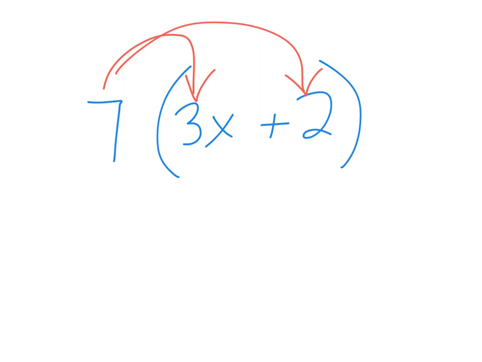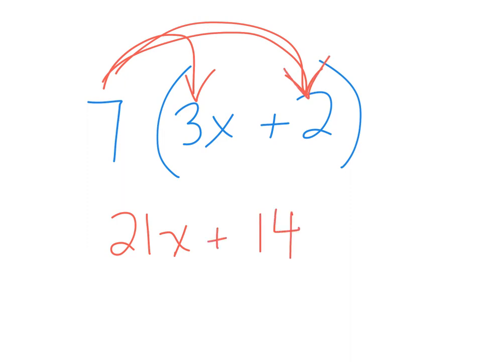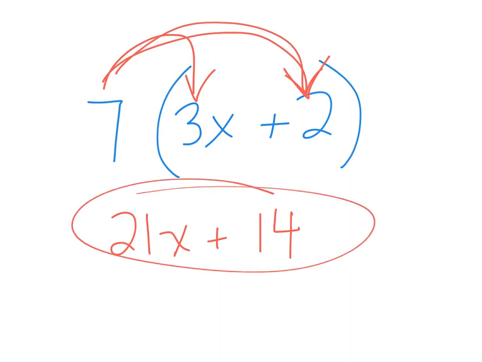So 7 times 3 we know is 21, so 7 times 3x would just be 21x. And then we're looking at that as 7 times +2, which is +14. So we're adding that 14. So that is our answer. It doesn't go any further than that. I cannot simplify that beyond that, so that's where we would stop.